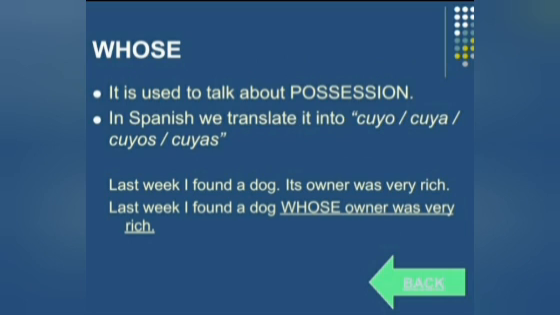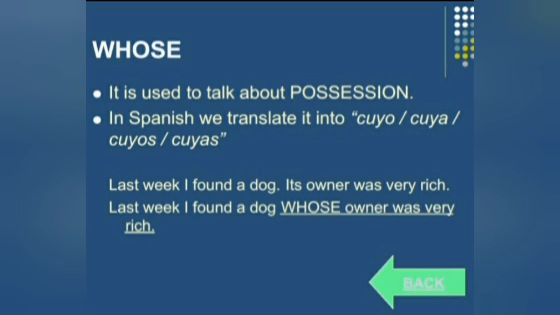Okay. Next pronoun is whose. It is used to talk about possession. Possession means belonging. Like last week I found a dog. Its owner was very rich. So again I combine the two thoughts.